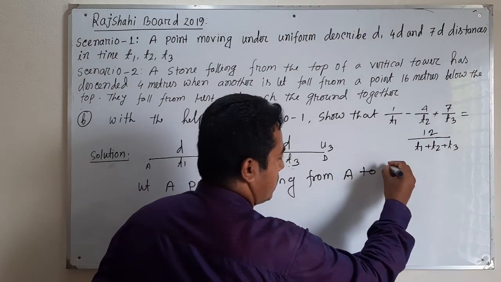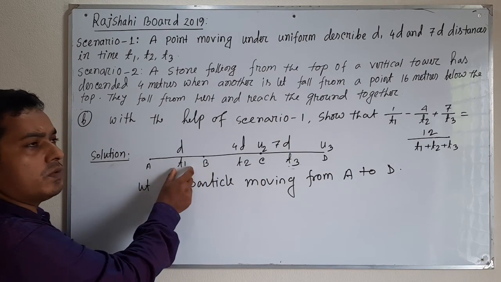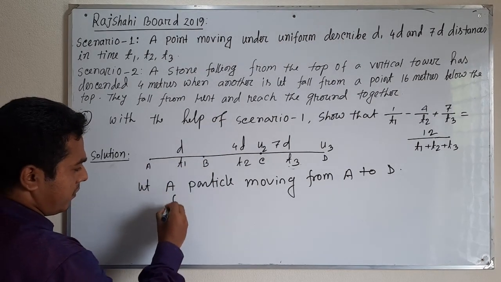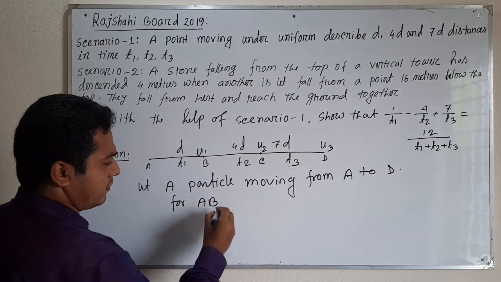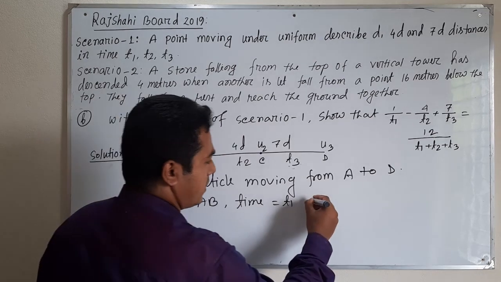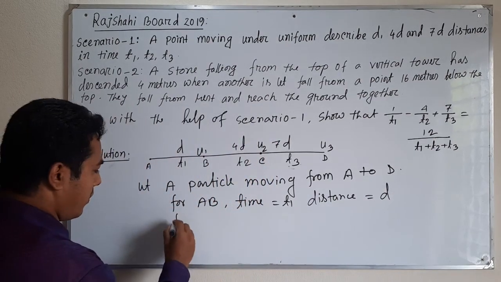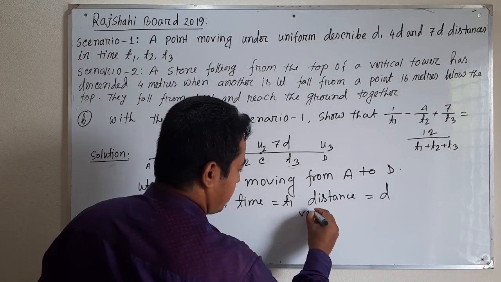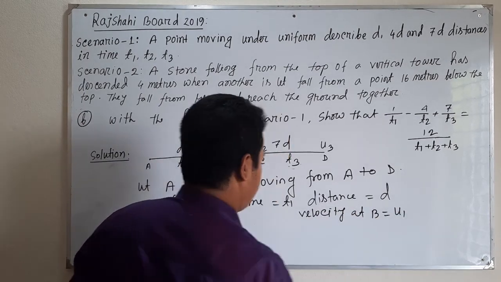Just think, for the distance AB, time is T1 and distance is D. For AB, time is equal to T1, distance is equal to D, and velocity at point B is equal to U1.